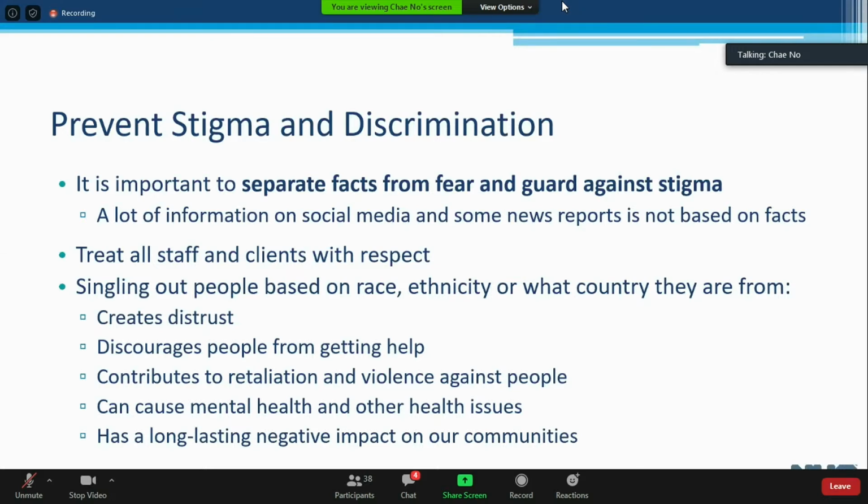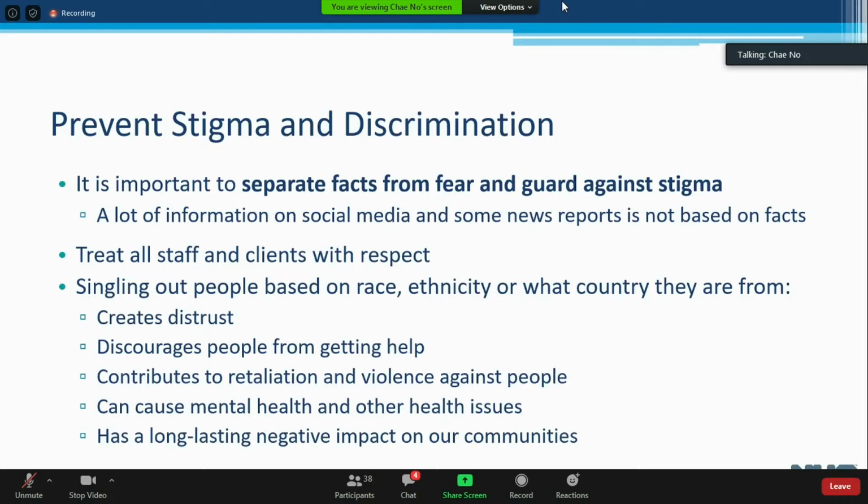So what we need to do is treat each other with respect, and we can't just single out people based on race, ethnicity, or what country they're from, because it creates distrust. We're all in this together. And people that need help may not seek it, and that may lead to unfortunate outcomes.